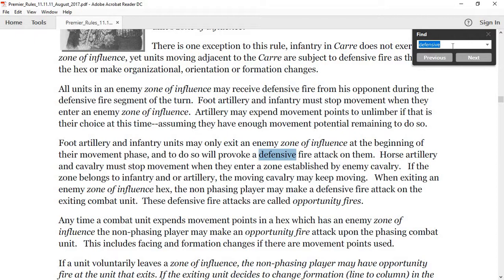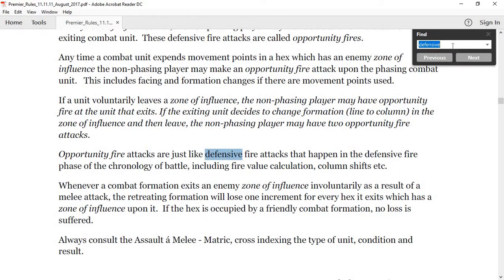Foot artillery and infantry units may only exit an enemy zone of influence at the beginning of their movement phase, and to do so will provoke a defensive fire attack on them. When exiting an enemy zone of influence hex, the non-phasing player may make a defensive fire attack on the exiting combat unit. These defensive fire attacks are called opportunity fires. Opportunity fire attacks are just like defensive fire attacks that happen in the defensive fire phase of the chronology of battle, including fire value calculation, column shifts, etc.